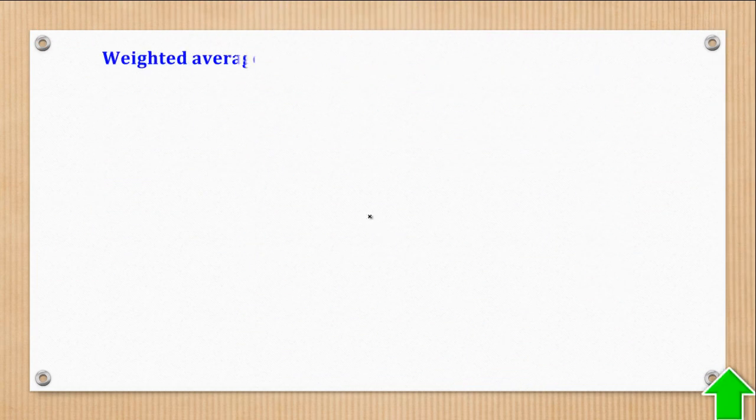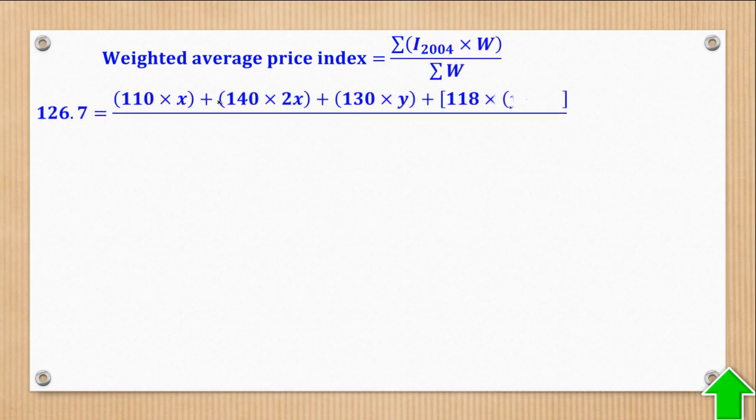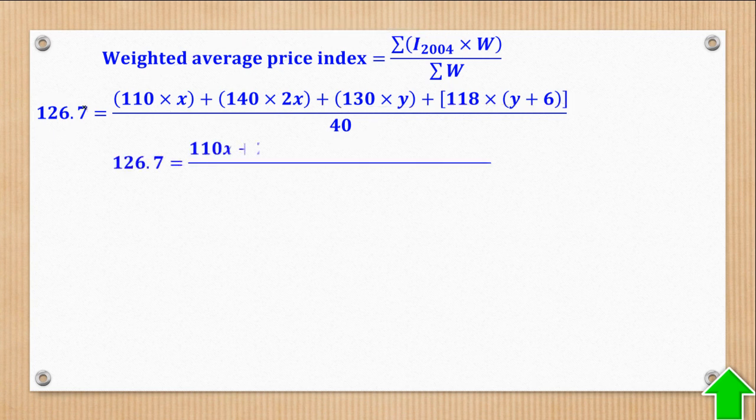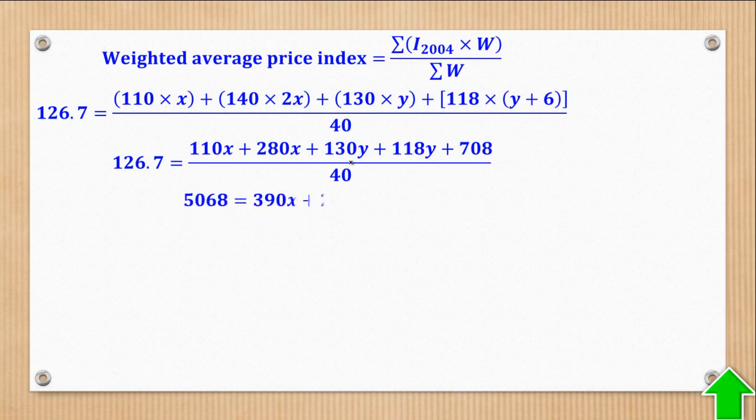So I'll come here and remember what the weighted average price index is. Then I can substitute. Price relative times the weight, summed over items A, B, C, D, over the total weight, which is 40, will be equal to the weighted average price index. Next is to simplify. This gives this, this gives this, this gives this, this gives that, and that. Cross multiply, you'll come up with that. Then rearrange to get equation 2.